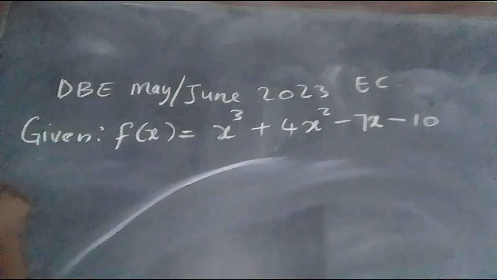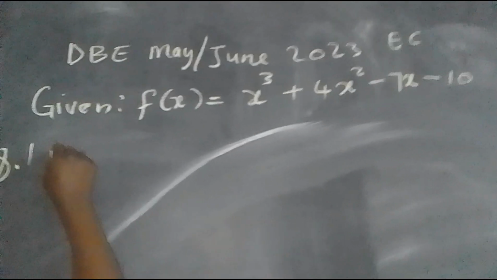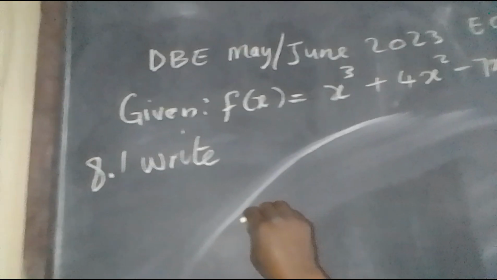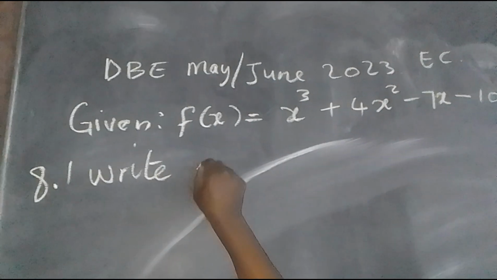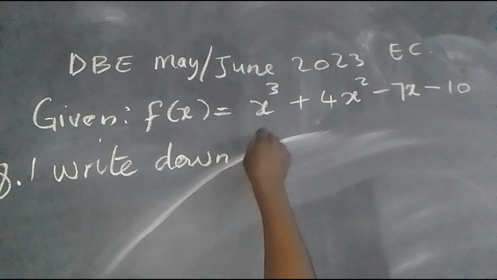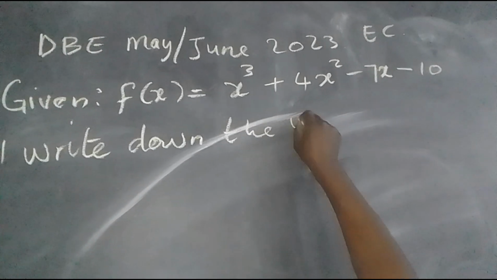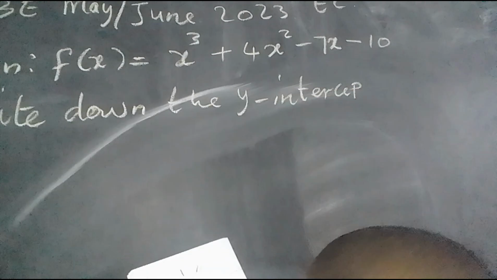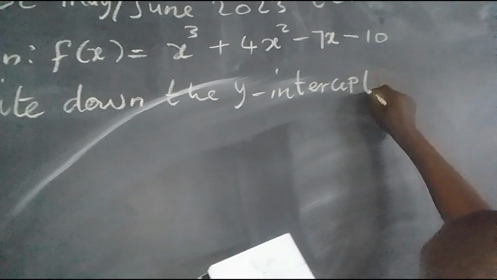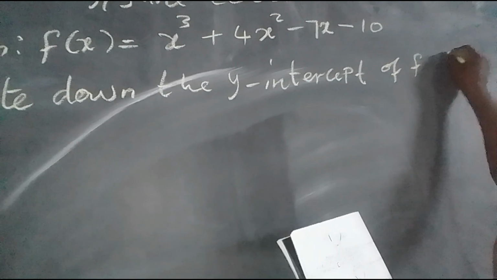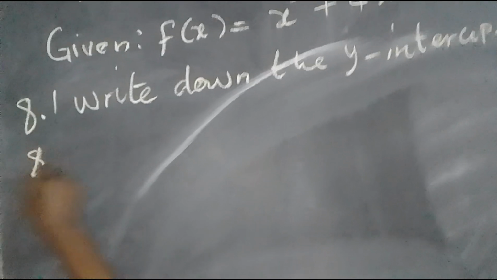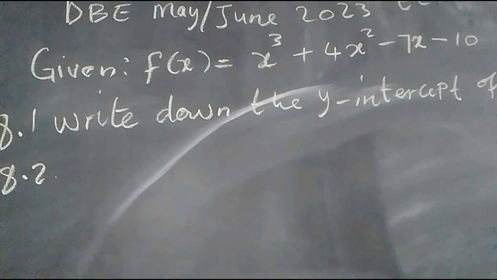Then the question follows at 8.1. They say write down the y-intercept of f. This is for 1 mark. This tells us that we're not going to work hard on that one. Simple, straightforward. 8.2: show that 2 is a root of the equation.